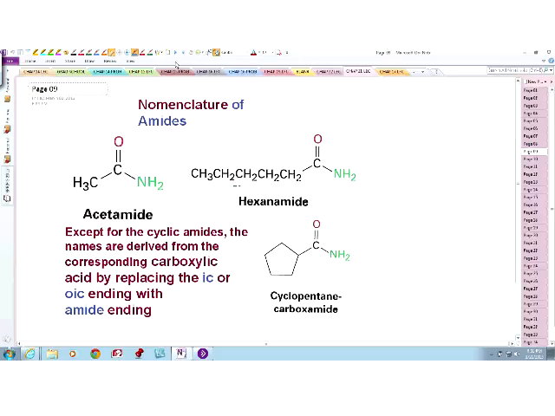Now let us give the IUPAC names for the amides. What are the names derived from, based on what we have been discussing so far? What would be the name of the amide derived from? Corresponding carboxylic acid, exactly. In this case, if you take a look at this here, the corresponding carboxylic acid will come from acetic acid. So what do we do? We remove the word acid, we remove the IC, and we replace it with amide. One word. So this becomes acetamide.